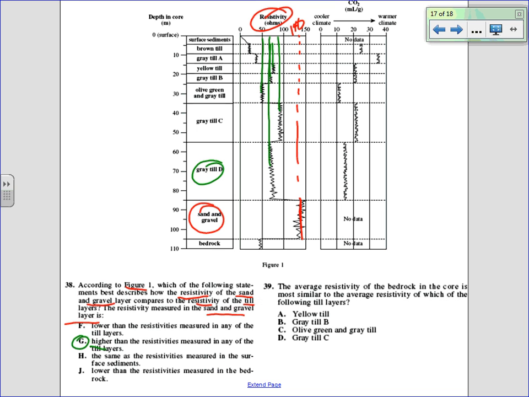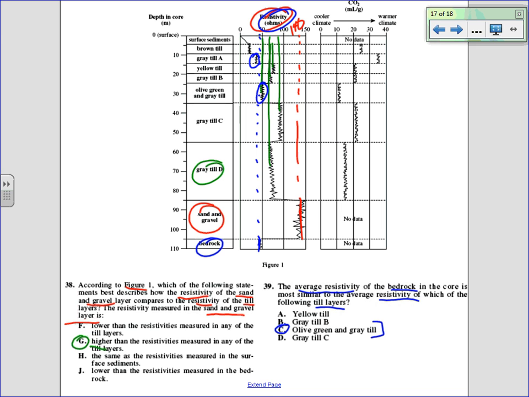The average resistivity of the bedrock in the core is most similar to the average resistivity of which of the following? All right, we'll do this one in blue. So we're looking for average resistivity. Bedrock is most similar to the resistivity of which of the following till layers? Bedrock here, resistivity here, and here's the point. It's most similar to, let's see, the line is pretty close to this one, which is olive green and gray. It's also pretty close to this one, which is gray till A. And of those two, the only one that's a choice is olive green and gray till, which would be C.